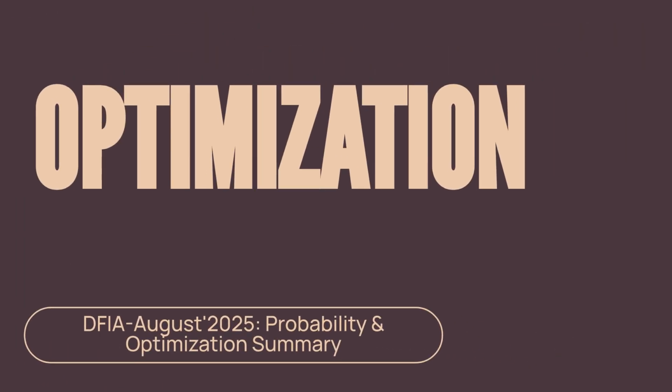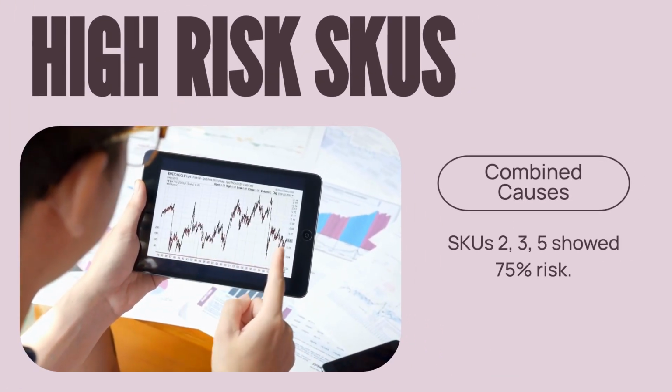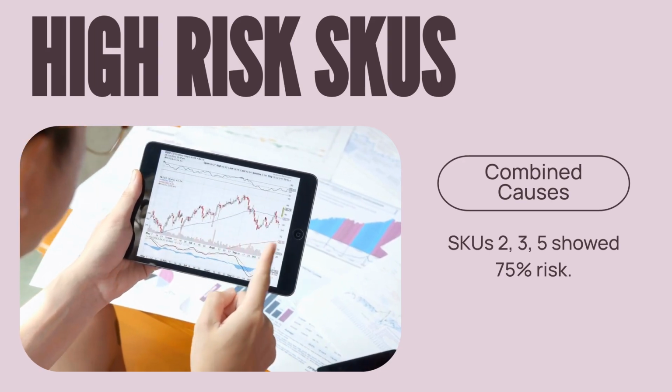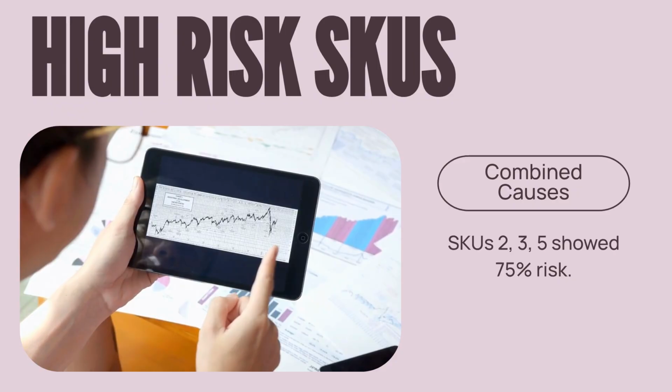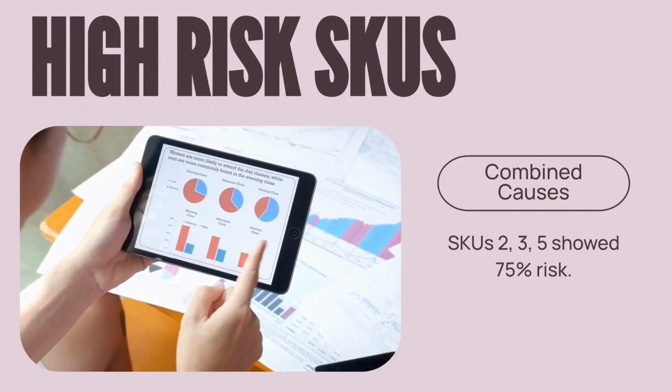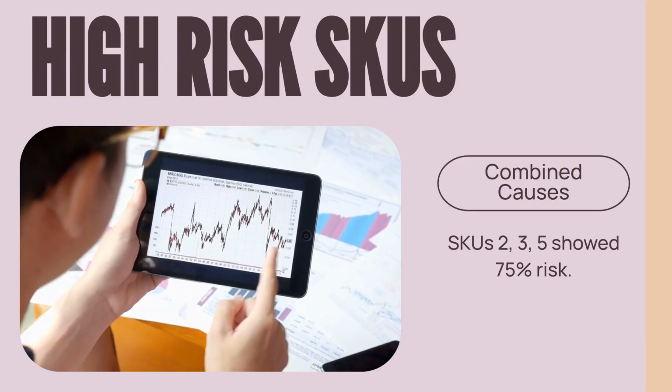The final part involved identifying high-risk scenarios and prescribing immediate actions. Analysis of combined causes revealed SKUs 2, 3, and 5 to be in a high-risk zone, with a 75% stockout probability when both lead time and forecast error conditions were met.